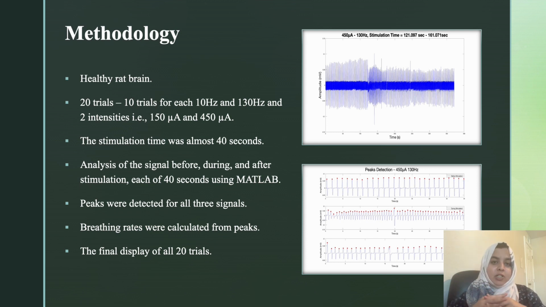Because the stimulation time was almost 40 seconds, I was interested in the 40 seconds right before the stimulation occurred, and then the 40 seconds of stimulation, and then the 40 seconds right after the stimulation stopped. After taking this 120 seconds period, I detected the peaks in the time domain. I calculated the breathing rates from the peaks, and then I displayed all the 20 trials on one graph to see what is basically happening.